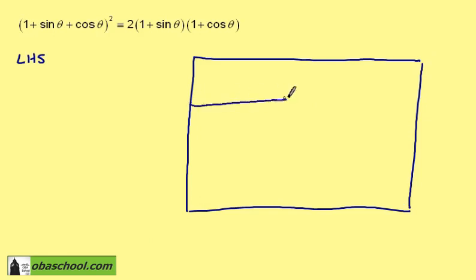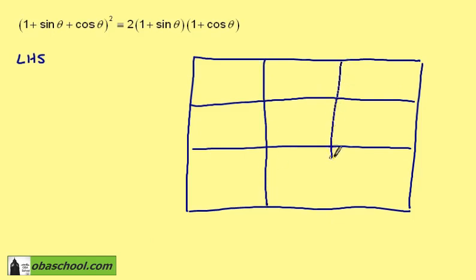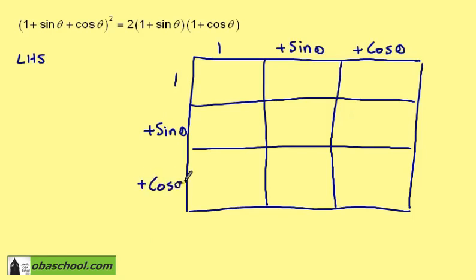If we draw our grid, it will need to be 3 by 3 since we have 3 things in our squared bracket. We have 1 plus sin θ plus cos θ across the top, and down the side 1 plus sin θ plus cos θ.